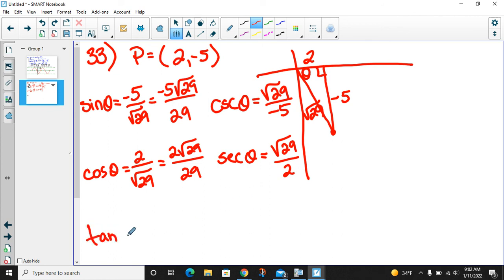And finally, tangent is opposite over adjacent, so negative 5 halves. So cotangent, we just flip that, and negative 2/5.